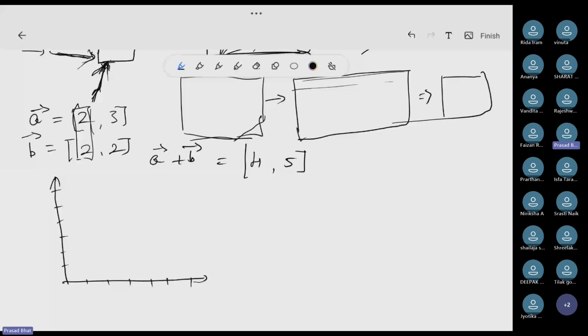What is a vector? 2, 3. So 2 and 3. So this is one vector, A, and B is 2 comma 2. This is the B vector. What is the result? 4 comma 5. 1, 2, 3, 4, then 5. I should have taken a better example.